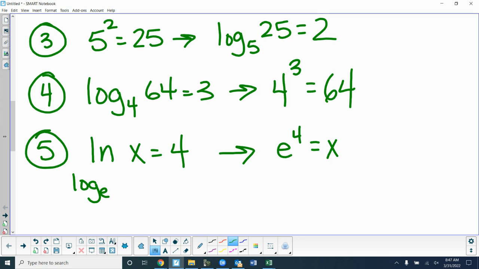What if it was this? Just for another example. What's the base? 10. Very good. Right? If no base is written with your log, then it's 10. So this would have been 10 to the 4th is x. Okay? So maybe tomorrow instead of ln, I might just have log with no number. Okay? All right. Number 6.